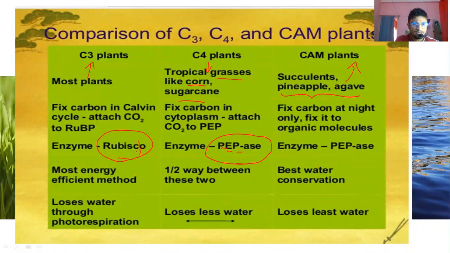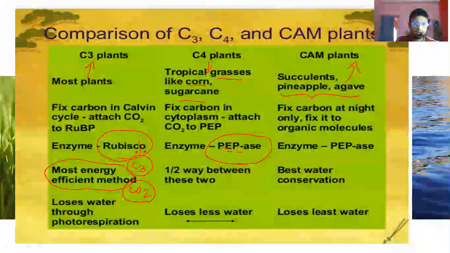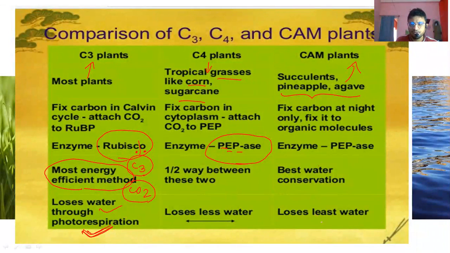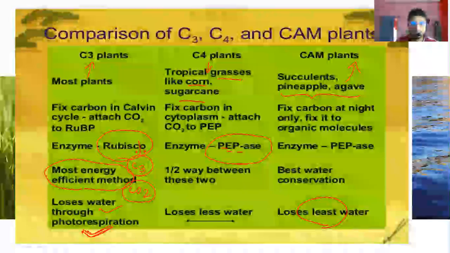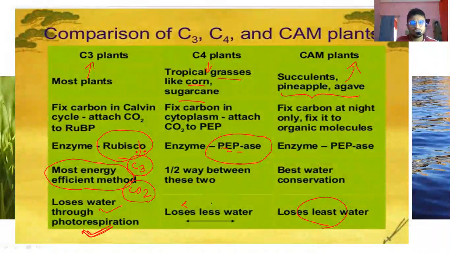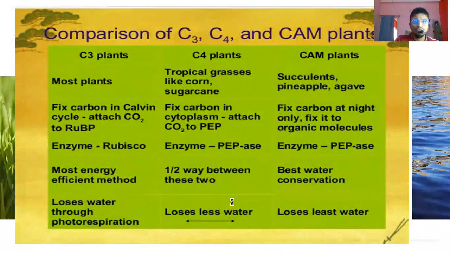You should give a slash, so it is carboxylase/oxygenase, because it is a bifunctional enzyme. The most energy efficient method is C3, but it consumes a huge amount of energy, and normally CO2 is the limiting factor, because it is not that much in the atmosphere, and it loses water through photorespiration. That is the very risky thing. And the least amount of water is lost in the CAM plant, and C4 is in between, an average of it.